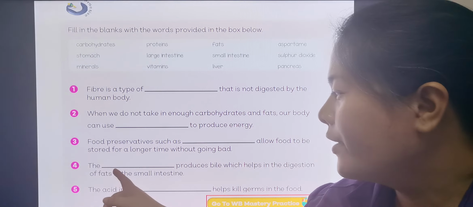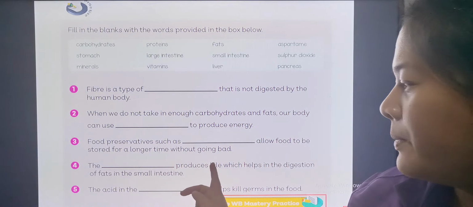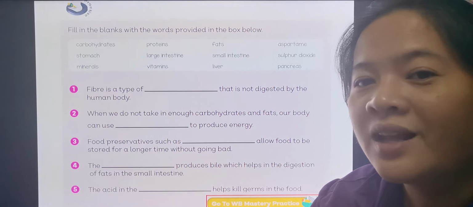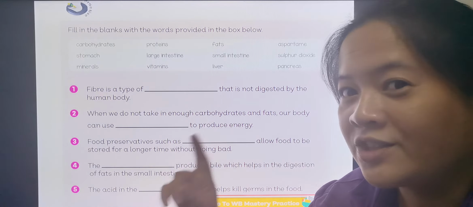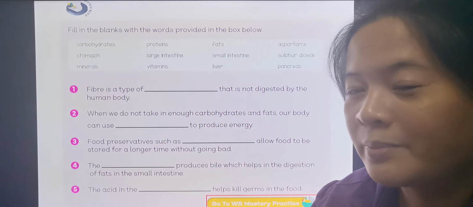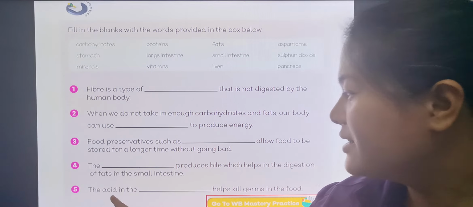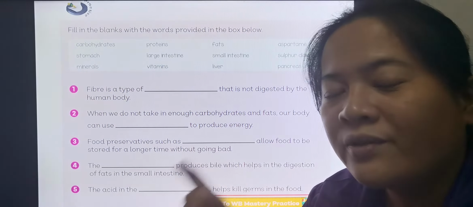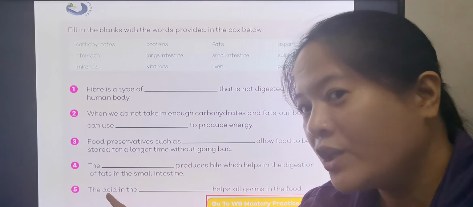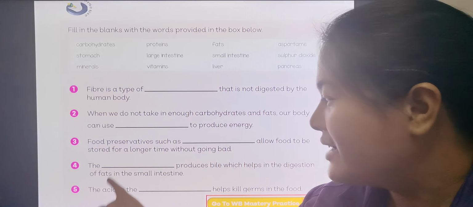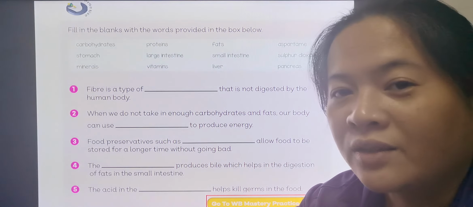Okay, and number 4, the blank produces bile, which helps in the digestion of fats in the small intestine. What produces bile? I just discussed this today. What organ produces bile? Okay, and the acid in the blank helps kill the germs in the food. Where can we find this acid? Which organ in the digestive system produces acid that kills the germs in the food?